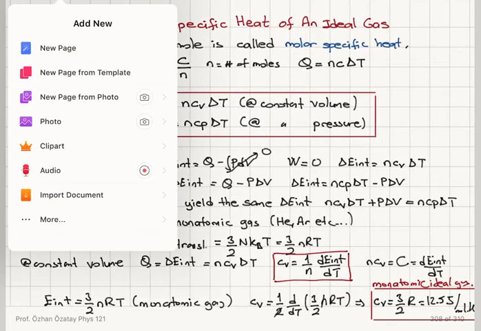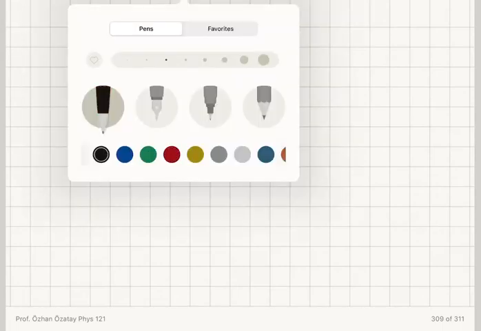Now, if I look at a constant pressure process that achieves the same thing, delta E internal is equal to Q plus W, first law of thermodynamics. This must be equal to N Cp delta T minus P delta V for the isobaric process.